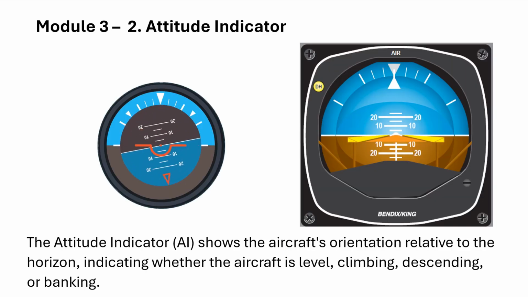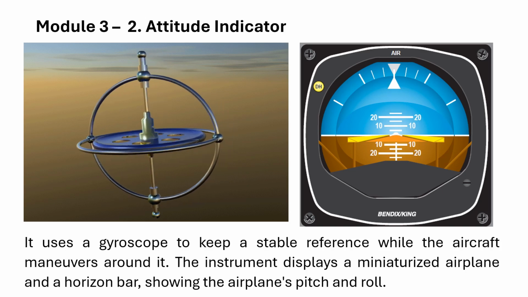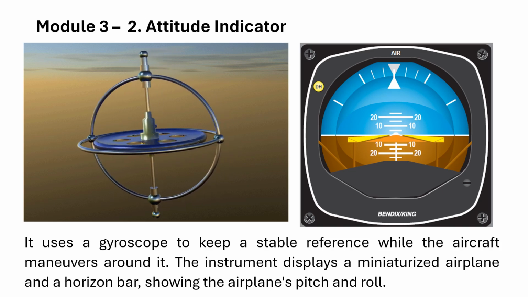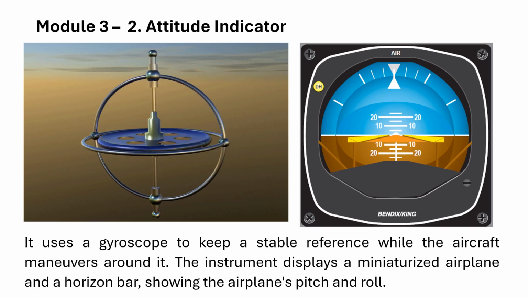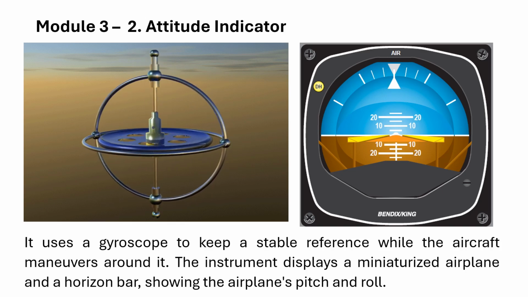2. Attitude Indicator. The Attitude Indicator, AI, shows the aircraft's orientation relative to the horizon, indicating whether the aircraft is level, climbing, descending, or banking. It uses a gyroscope to keep a stable reference while the aircraft maneuvers around it. The instrument displays a miniaturized airplane and a horizon bar, showing the airplane's pitch and roll.